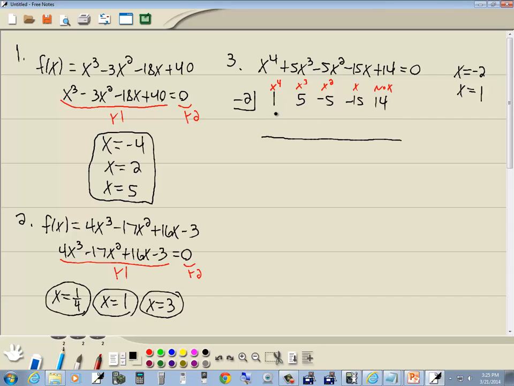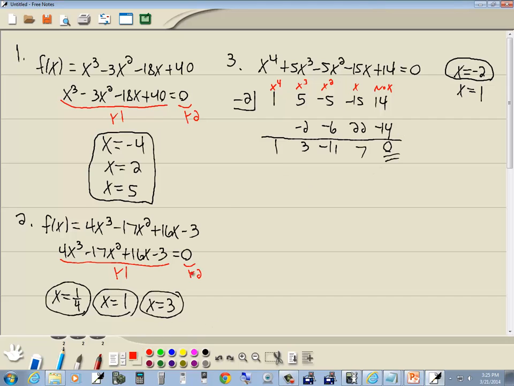And we'll go through synthetic division. So we'll add, multiply, add, multiply, add, multiply, add, multiply, add. Now we get a 0. That 0 means we found an answer, which is no surprise. The calculator told you it was an answer. If the calculator tells you it's an answer, you have to get a 0 there.